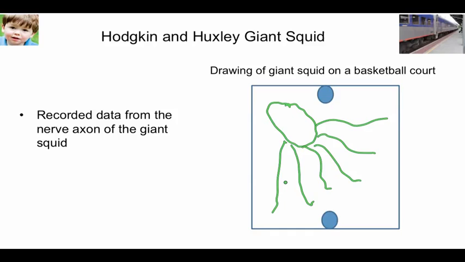It's a giant octopus. And within that squid, there is a large nerve that goes from the head down here to the bottom of the body. It's a nerve that has a very large diameter. Giant squids are rarely seen, but occasionally they are brought up from the ocean. And Hodgkin and Huxley studied the nerve of the giant squid when giant squids were brought into shore at the Woods Hole Institute in the northeastern United States. They studied the giant squid because the axon itself was giant.